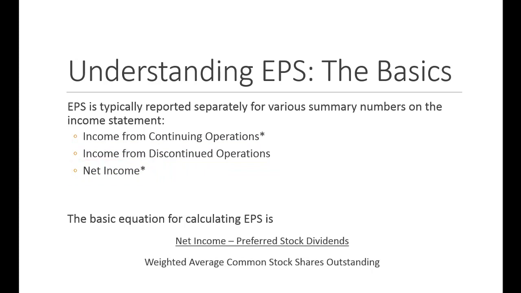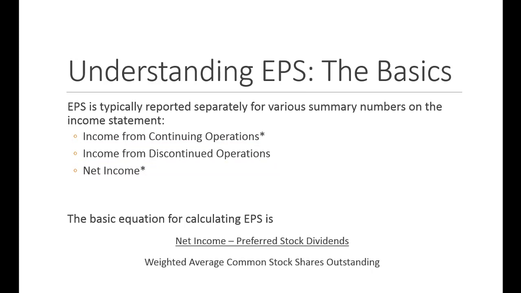According to GAAP, you have to include the 2 with an asterisk, income from continuing operations and net income. You don't have to include it from discontinued operations, number 1, because not all companies have discontinued operations, and number 2, because they're being discontinued, so they're going away. So a lot of companies will choose to throw in that middle form of earnings per share, but it's not required. Just so you know, we're going to move forward and focus on that net income version, but the methods and calculations and everything else we do work exactly the same for the other 2 numbers. We just substitute income from continuing operations or income from discontinued operations for net income.